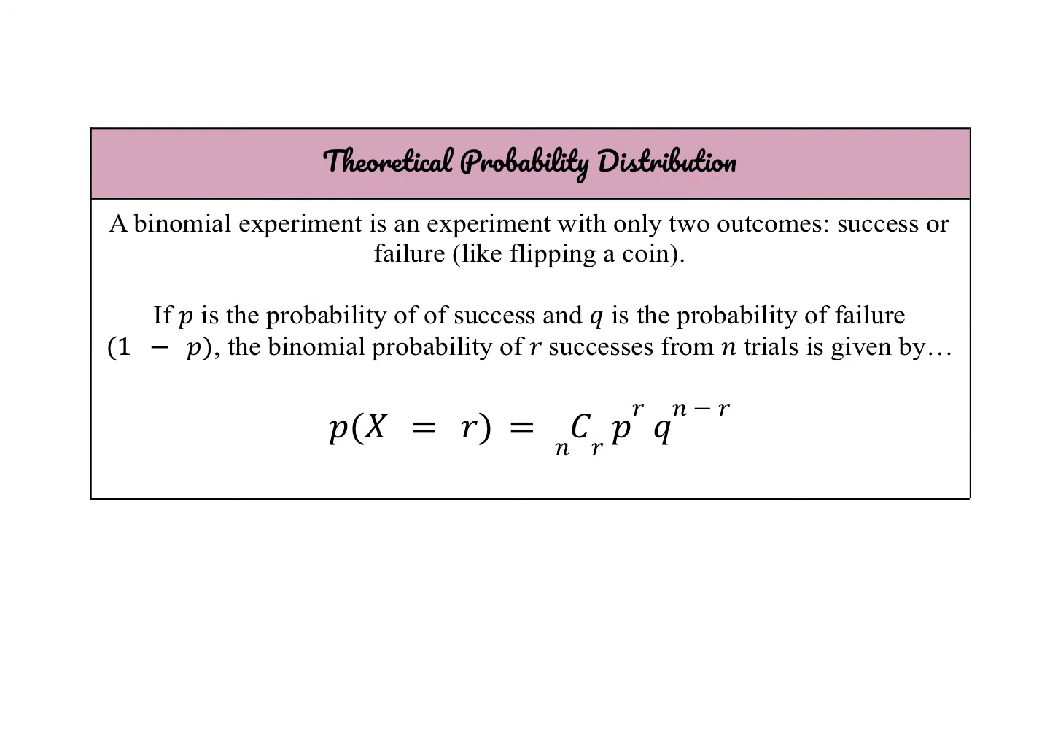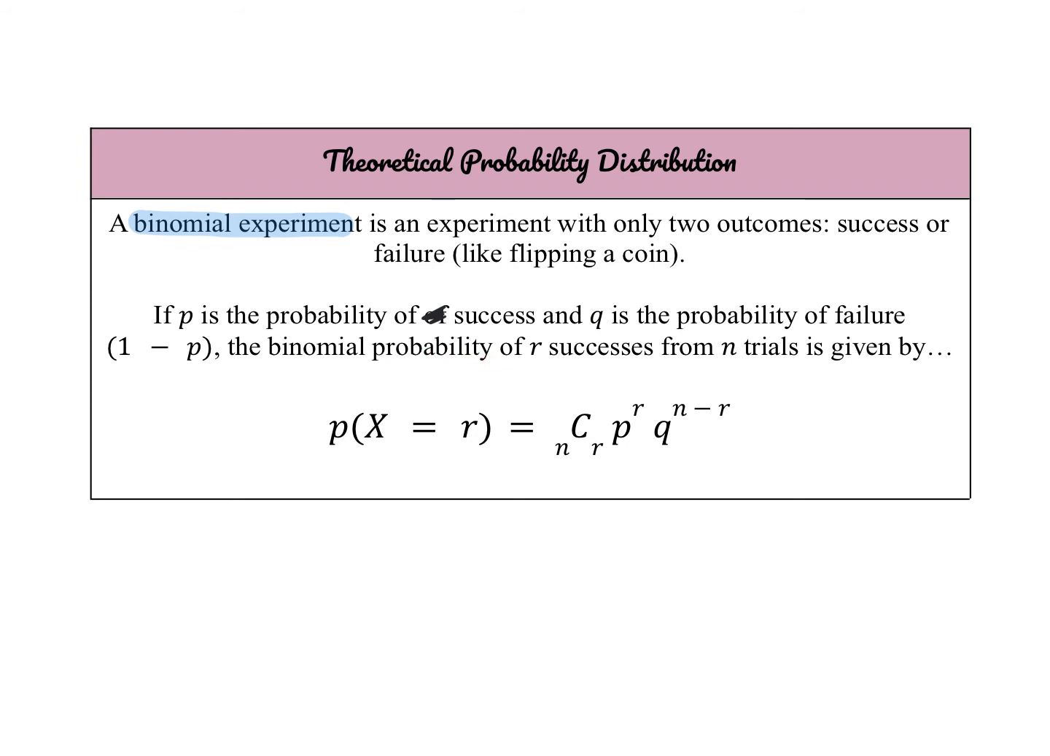So first, a binomial experiment is an experiment where there's only 2 outcomes, so a success or failure, like flipping a coin. Now, again, most coins have a 50-50 chance of whether you flip a heads or tails. But again, to address cases where it's not, we can use this. So if P is the probability of a success and Q is the probability of failure, then just by definition, 1 minus P should equal Q. The successes and failures should add up to 1.